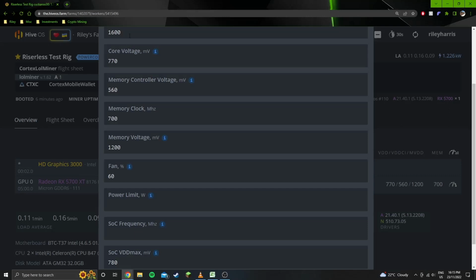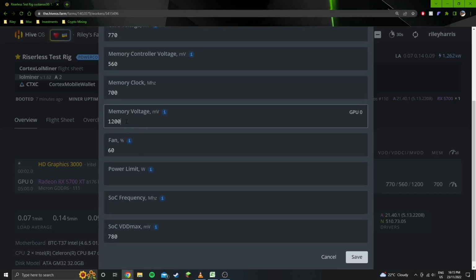So the core clock is 1600, core voltage 770, memory controller voltage 560, memory clock 700, which as we know, Hive OS defaults to 810 if you put anything below 810, so put that as 810 if you like. I just put that as 700 because it was just the number I put down. Memory voltage is 1200 and SOC VDD max is 780.